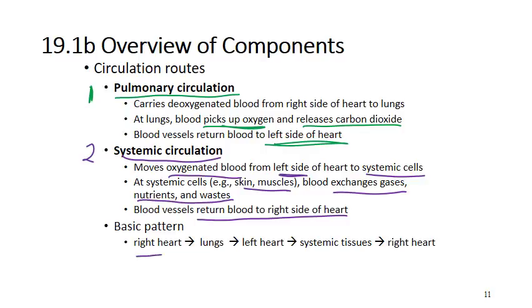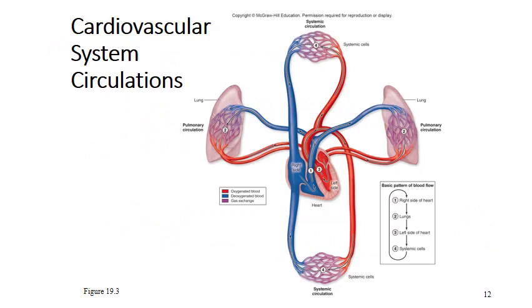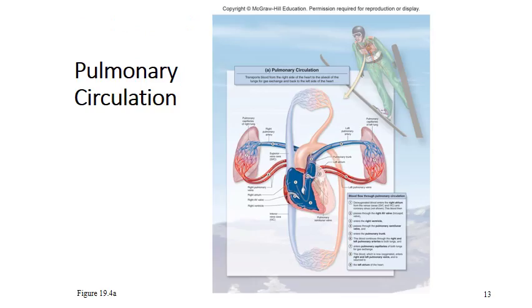So there's a basic pattern here. We start with our right side of the heart, goes to the lungs, left side of the heart goes to the systemic tissues, and then back to the right heart. So just notice that this is a closed loop, okay? And that's exactly what we're going to see here, right? We see that it's going to go ahead and start right here, and it's going to flow through into the lungs, into the left side, all the way through the system and back around, right? So it does contain in itself just one full loop there.